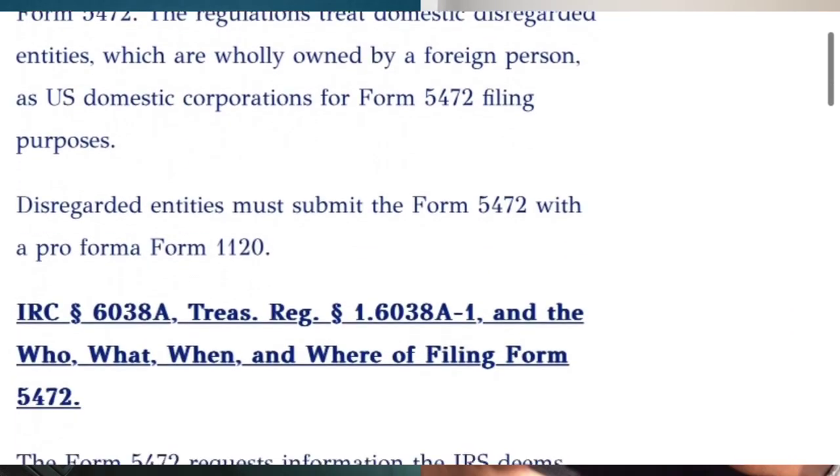But that's one of the reasons we say this thing is complicated. Speak to a tax team that understands your situation, so that you can get the right advice. But generally speaking, that's what you're looking at in terms of filing.